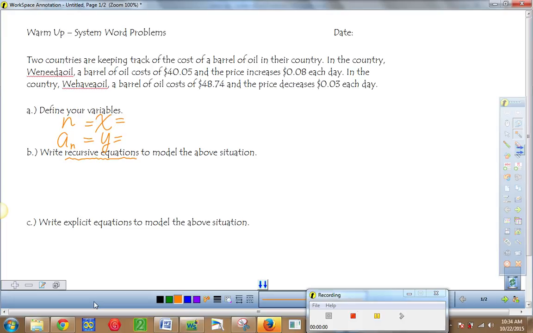Really? The price. Is that the input or the output? Are we inputting price? What does that mean? Each day. That's x. So the number of days, time in days, is your x.